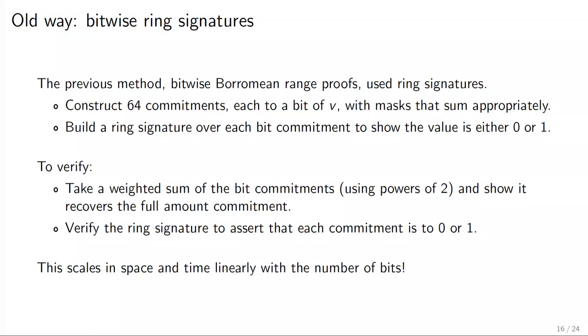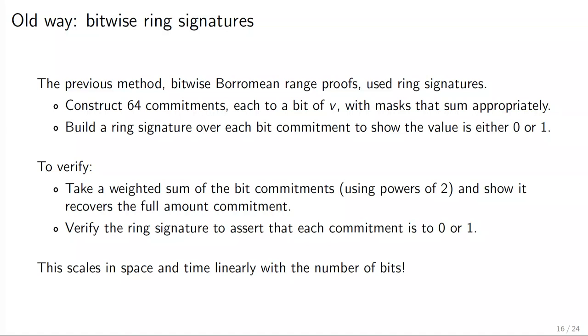The old way we did it was with this kind of bitwise ring signature. And if you remember back to that graph I had of the chain growth, we had this gigantic spike where all of a sudden the slope of that graph just got huge. The reason was exactly because of these. The previous method was a sort of bitwise, we call them Borromean range proofs, and it actually used a slightly separate version of a ring signature. So we actually had multiple uses of ring signatures, and one of them was for this.